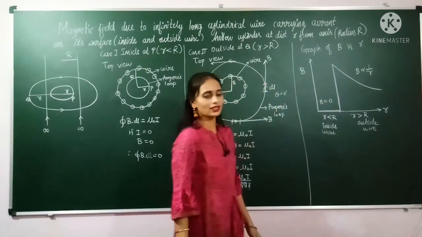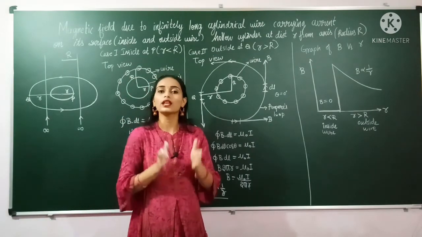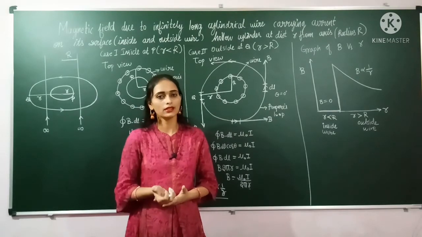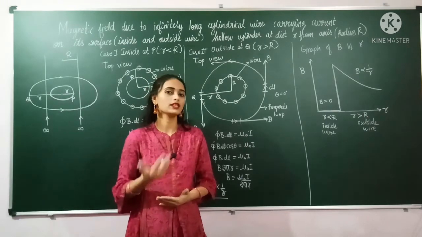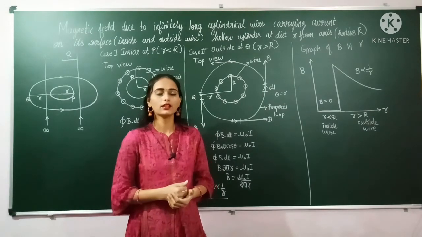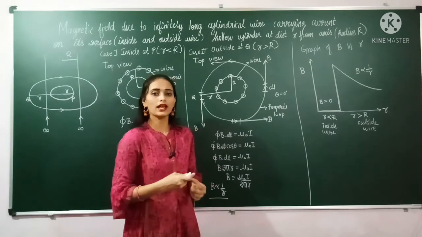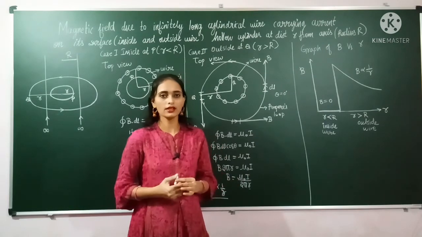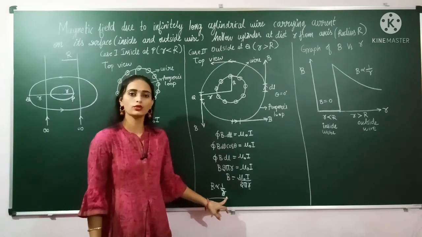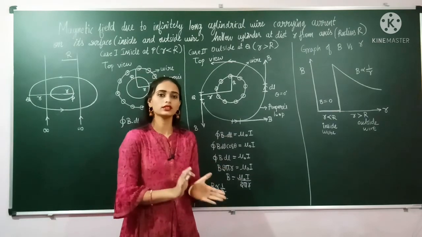So from this graph we can easily understand that inside the hollow cylindrical wire, at any point inside the cylindrical wire, the current will be 0. So because of that the magnetic field is also 0. Outside the cylindrical wire, as you increase the distance our magnetic field will start to decrease. Means as you take the point away from the cylindrical wire, your magnetic field will start to decrease because B is inversely proportional to r. So this is about the magnetic field inside and outside the cylindrical wire.